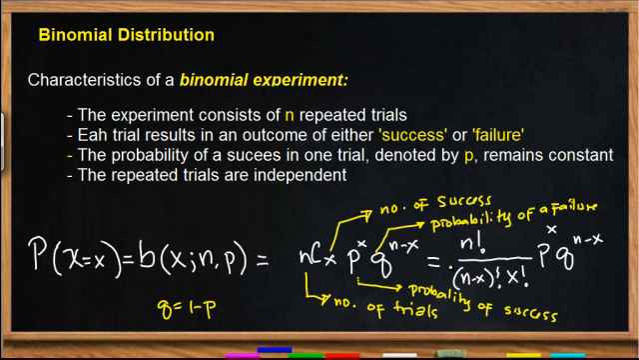So let's try to have an example. Ato nang gamiton ang binomial formula para mapadali ang problem. So let's try to show example number 1.